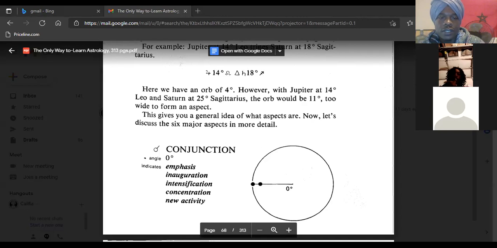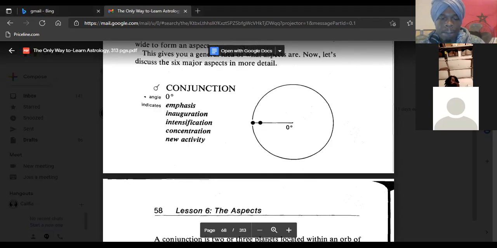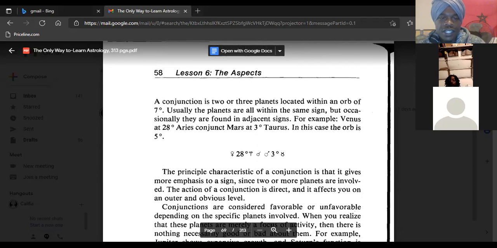So there's a schematic of a conjunction. 0 degrees indicates emphasis, inauguration, intensification, concentration, and new activity. A conjunction is 2 or 3 planets located within an orb of 7 degrees. Usually, the planets are all within the same sign, but occasionally they're found in adjacent signs. Adjacent means next to. For example, Venus at 28 degrees Aries conjuncts Mars at 3 degrees Taurus. In this case, the orb is 5 degrees.